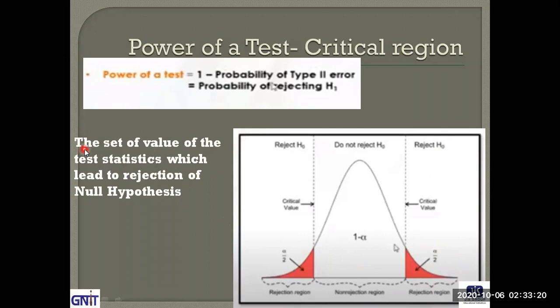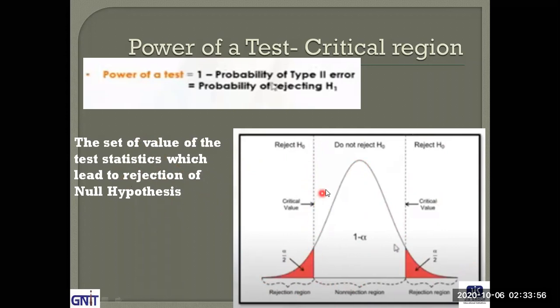So what is written over there? The set of values of the test statistic which lead to rejection of the null hypothesis, that is the critical region. This critical region is colored red. This is the critical region, that is the rejection region, the values which lead to rejection of the null hypothesis, not acceptance. So here we can find this is rejection.